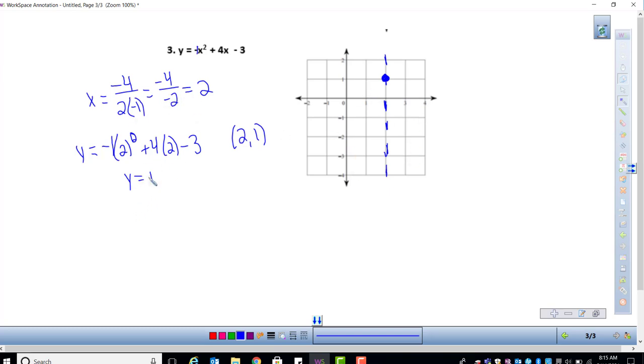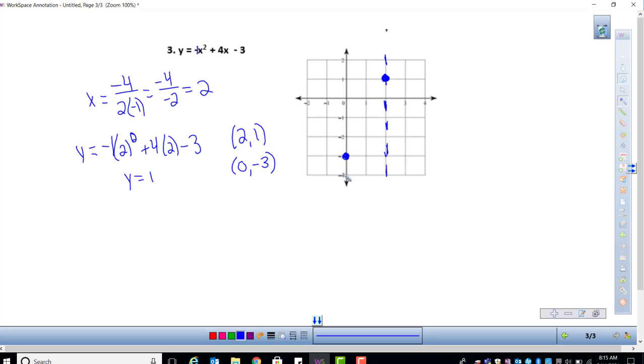After we have the vertex, we need more points. Our next point, the easiest point, is to find the y-intercept, which is c. So my next point would be 0, negative 3. That's my y-intercept.